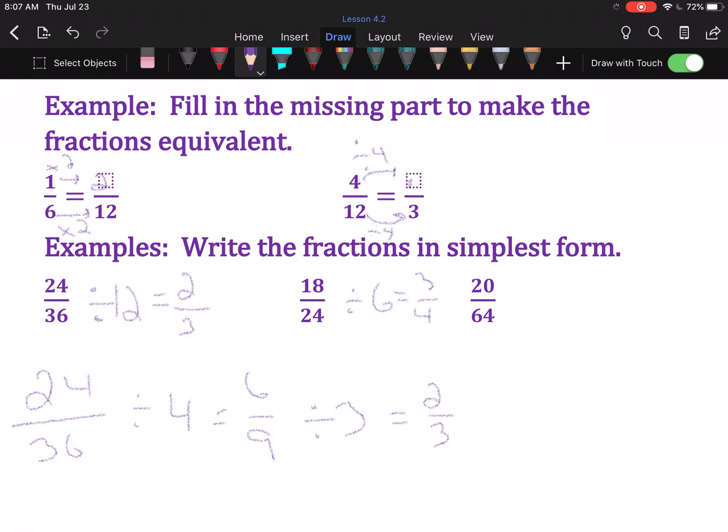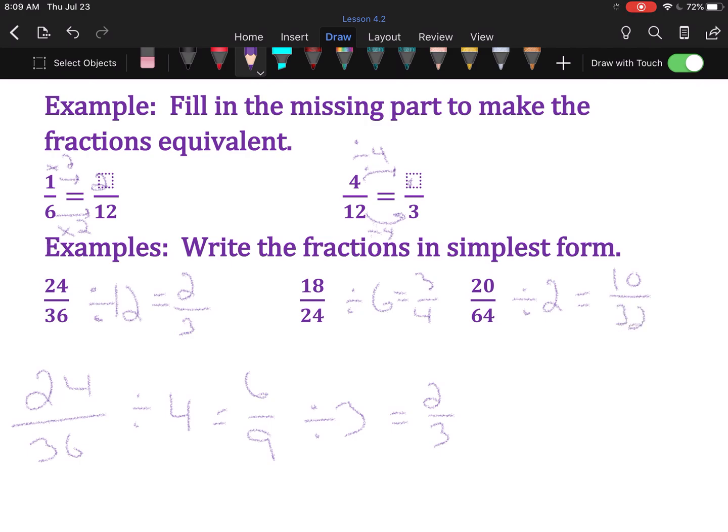20 and 64. I'm thinking, oof. You know what, let's just do 2, because they're both even. And if they're both even, I can definitely start with 2. It might not be enough, but it's a starting place. 20 divided by 2 is 10. 64 divided by 2 is 32.